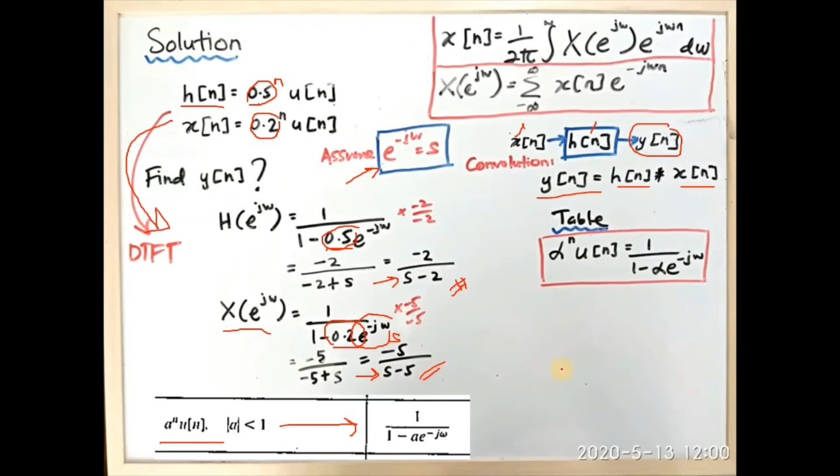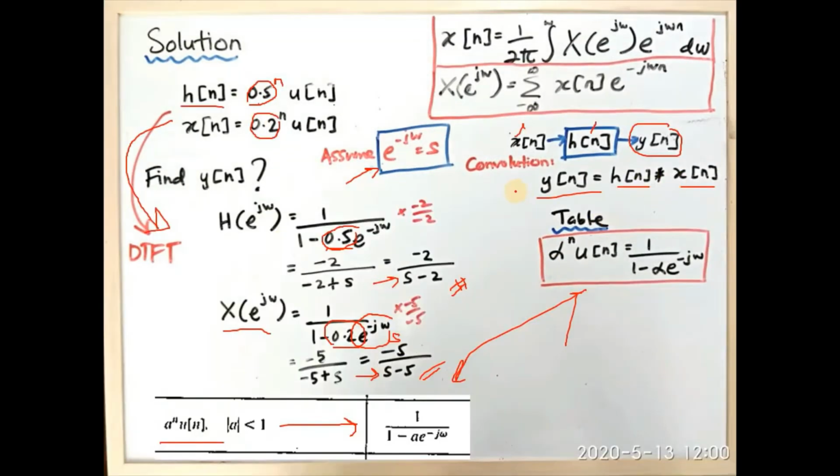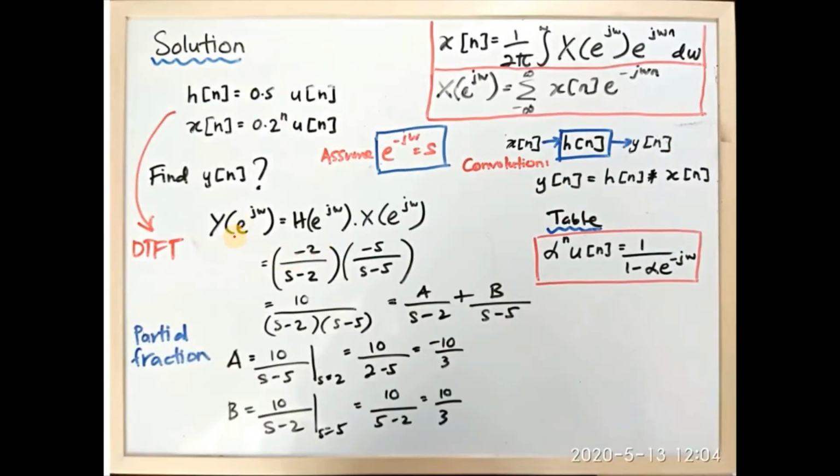This one is a similar table, which I just took from the Fourier transform table. Now we are going to solve for y[n]. You already know that Y(e^jω) is equivalent to H(e^jω) times X(e^jω). So just substitute the values from the previous slide. For h you get minus 2 over s minus 2, times minus 5 over s minus 5. Then you get 10 over (s minus 2) multiplied by (s minus 5).